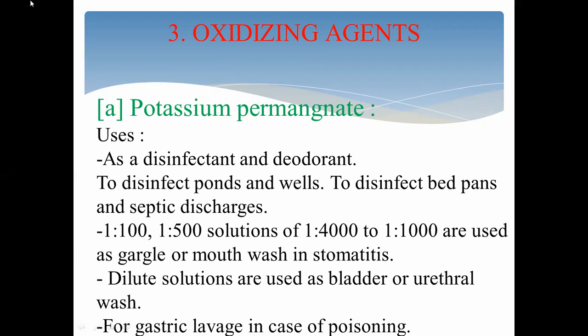Then the next class is oxidizing agents. Their examples are potassium permanganate, hydrogen peroxide, sodium perborate, in which the first one is potassium permanganate.